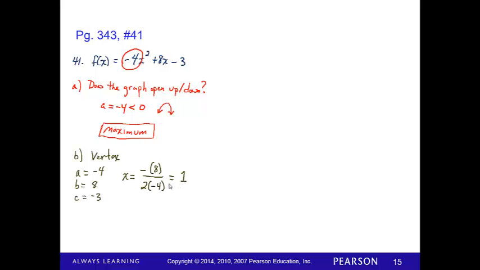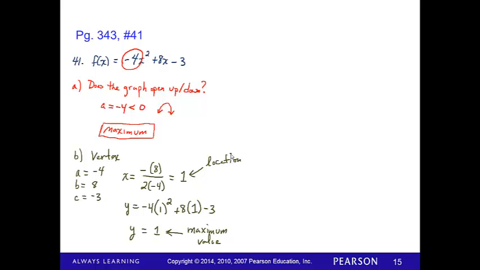which is going to be 1. And then to get the y, we just take the 1 and plug it back into the function. So negative 4 times 1 squared plus 8 times 1 minus 3. So y equals 1 as well. So you have a vertex at the point 1, 1. So the maximum value is 1, and the location is at x equals 1.